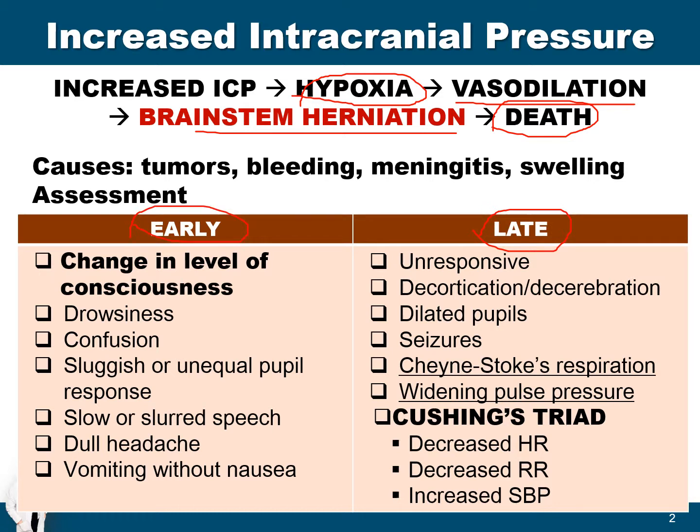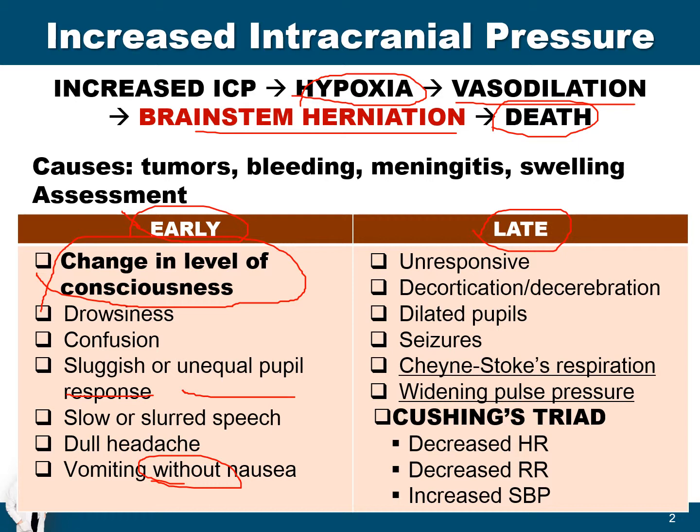So let's try to discuss what are the early signs and symptoms of increased intracranial pressure. You should remember that in the NCLEX, the number one sign or early development of increased ICP will be a change in the level of consciousness. So the patient may be totally alert and then suddenly the patient becomes confused or disoriented. That would be an early sign of increased ICP. We also have drowsiness, confusion, sluggish or unequal pupil response, or we call that anisocoria. Then we also have slow or slurred speech, a dull headache, and vomiting without nausea.